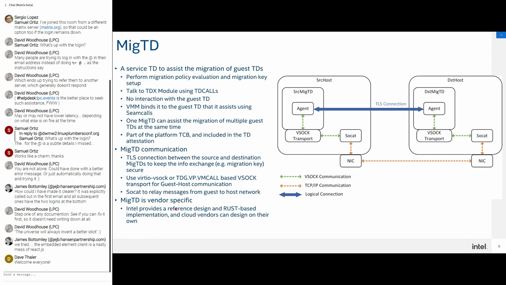The MicroTD is vendor specific. For Intel here, we will provide a reference design and a Rust-based implementation, but the cloud vendors can design their own MicroTD to support the migration. For our basic design, we don't implement any operating system inside the MicroTD. It's a bare metal implementation. If the cloud vendors want, they can implement their own, even a Linux-based MicroTD. But in general, a Linux-based MicroTD may be too large and too heavy.